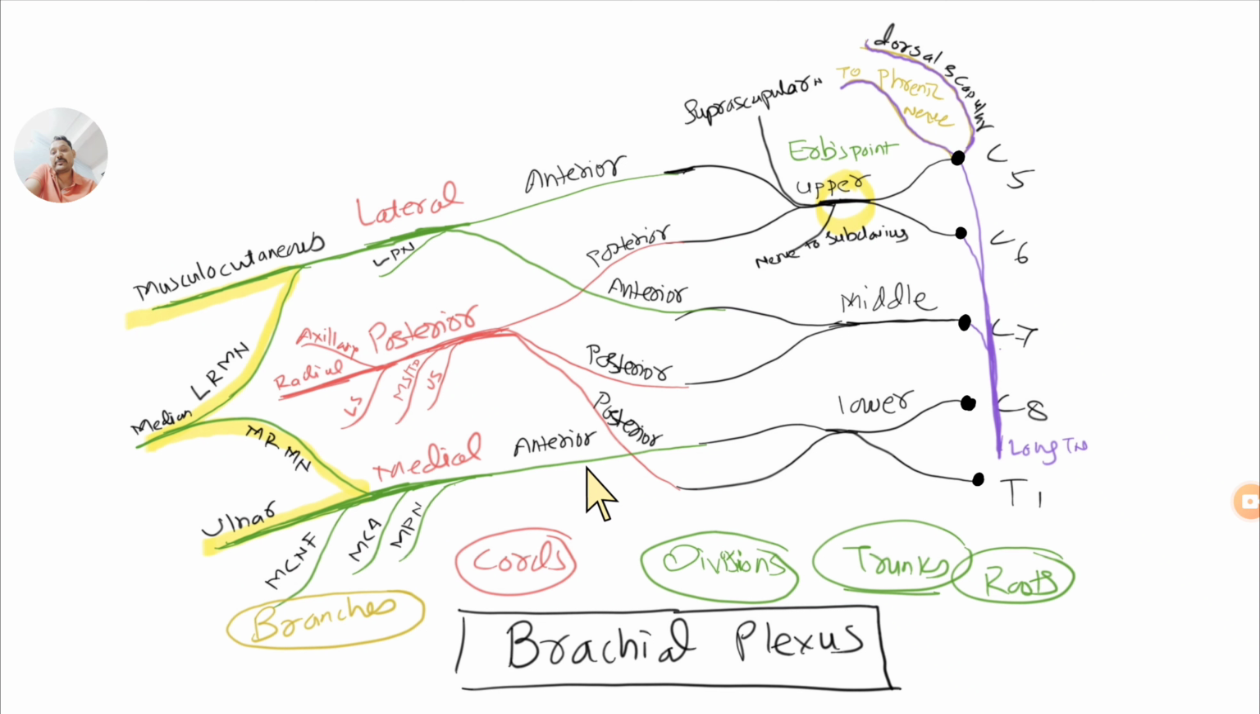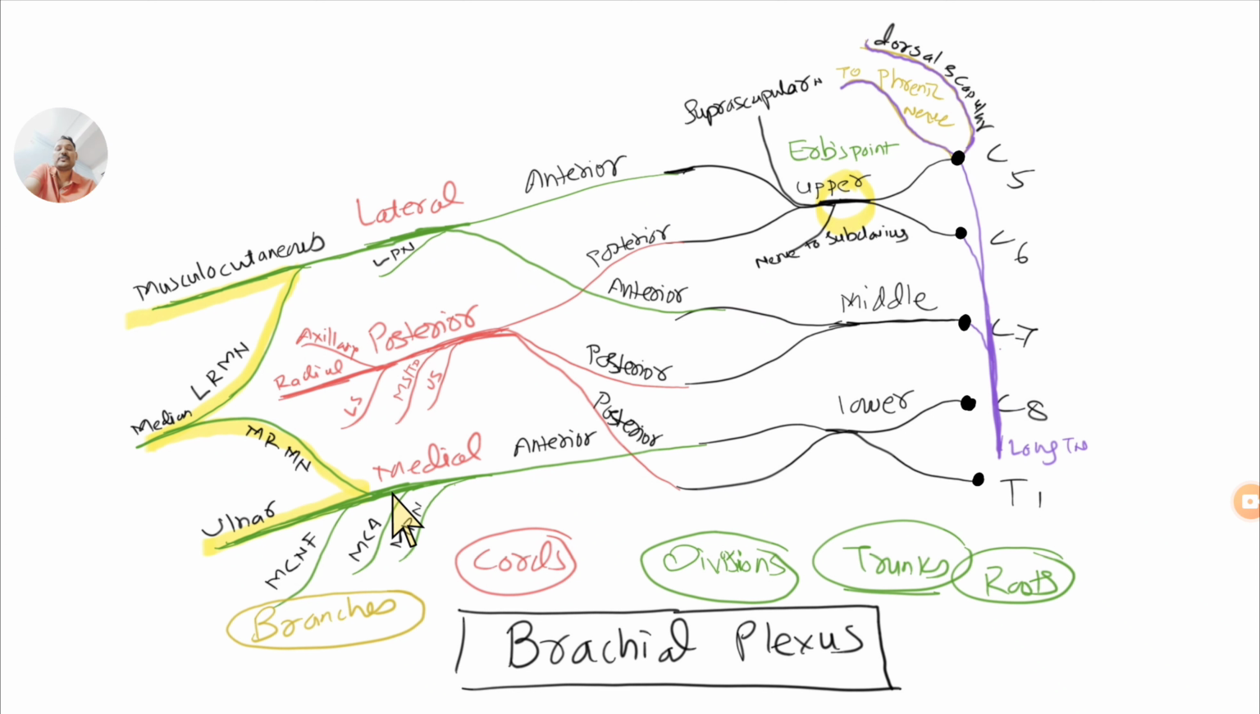Ulnar has a large contribution from both C8 and T1, and it also borrows a few fibers from a communicating branch. If it is not given here only, it gets the communication largely from C7 also. If it is not given in this trunk, it is given by this route. It's a communicating branch coming to the ulnar nerve.